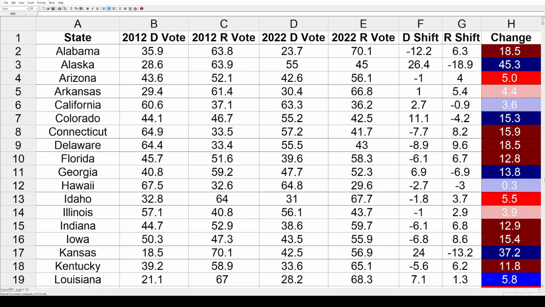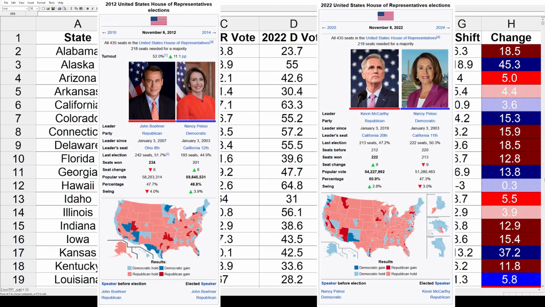But if you want to hear more about this, let's put up some background about the two elections we're going to compare. 2012, the Republicans won 234 seats. They did not win the popular vote. They got 47.7% of it. The Democrats won 201 seats. They did win the popular vote with 48.8%.